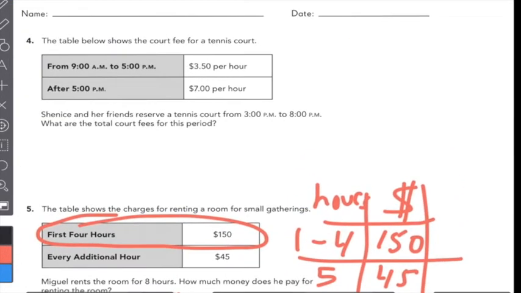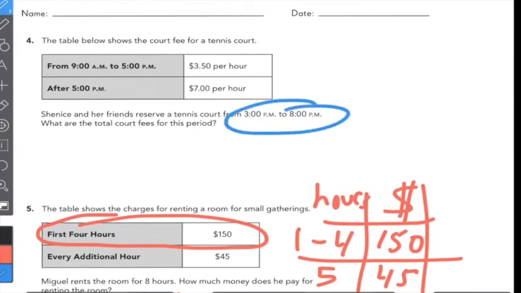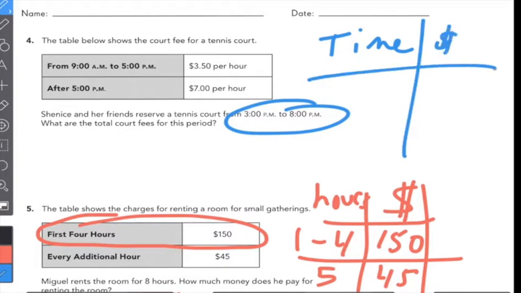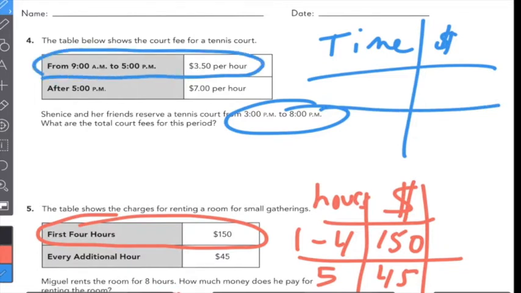Going back to number 4 is almost the same thing, except we're using time and not hours. So remember, when you're using time, what you want to do is show the hour, meaning this. If you're doing time and money, it says 3 to 8, so it's over here, from 9 to 5 is $3.50 per hour.